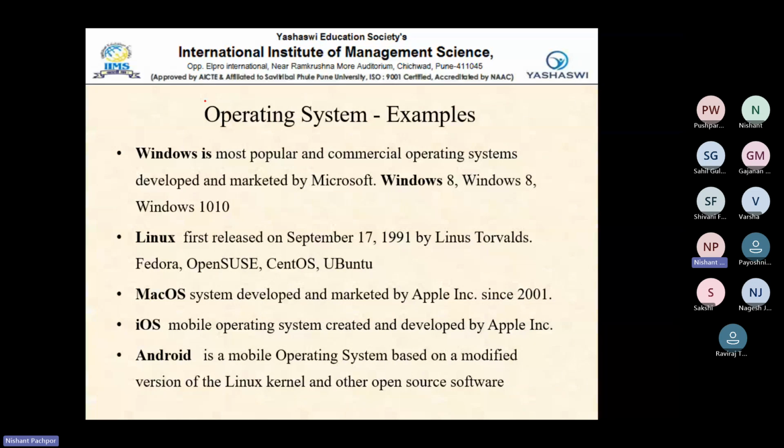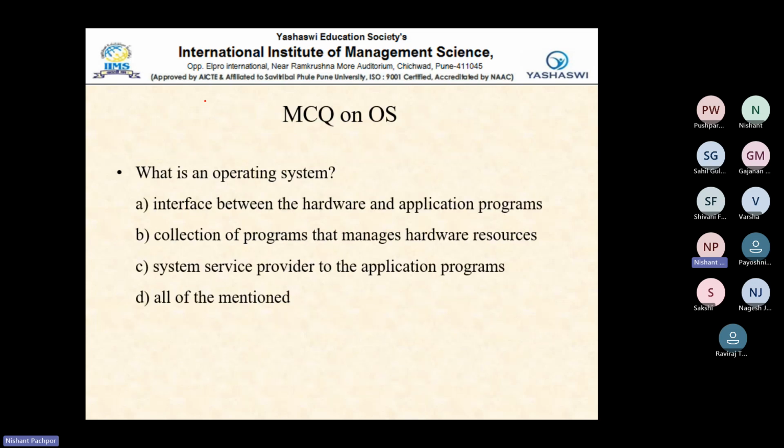then after that it is available for most of the Android phones. We find the Android operating system. These are the most popular. A number of operating systems are available, but here are some examples. These are some MCQs on operating systems.